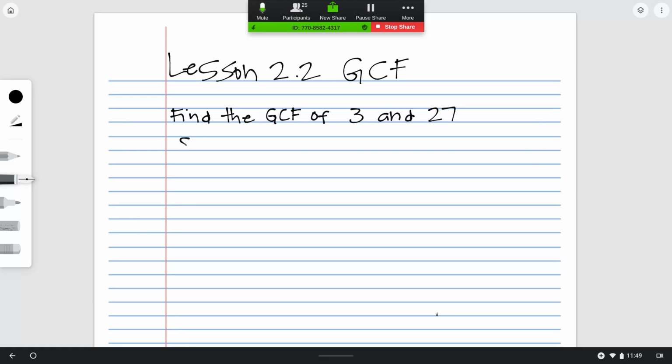Okay, remember step number 1 is to find the factors. Finding the factors of each of the numbers. So I'm going to write down 3. I'm going to write down 27. Factors of 3 and factors of 27.